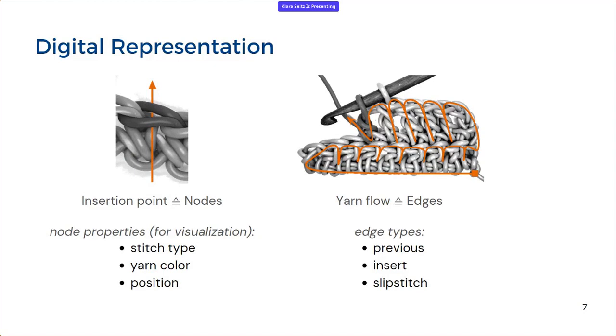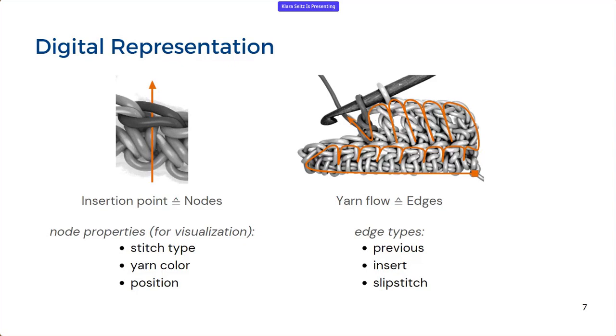So we were saying before, in the very first video, in crochet you always insert the hook into the yarn, and this is going to be the insertion point, which is then in our graph, the digital representation, going to be nodes. So these nodes are going to have properties which are actually relevant only for visualization later. And these are going to represent different stitch types. I will present you in a second that there are multiple stitch types, and obviously also yarn color can be represented, and the position in the whole chart.